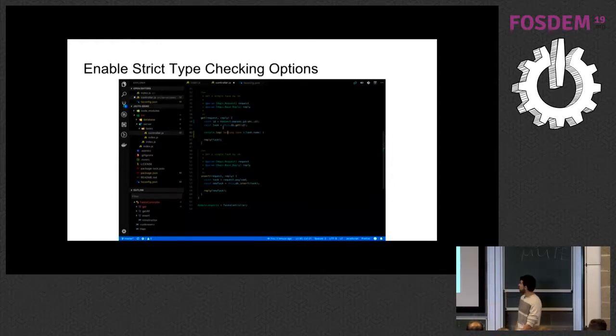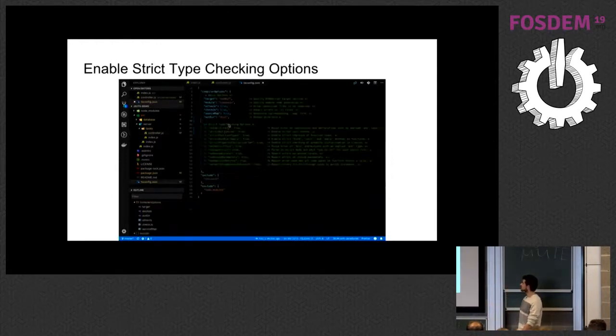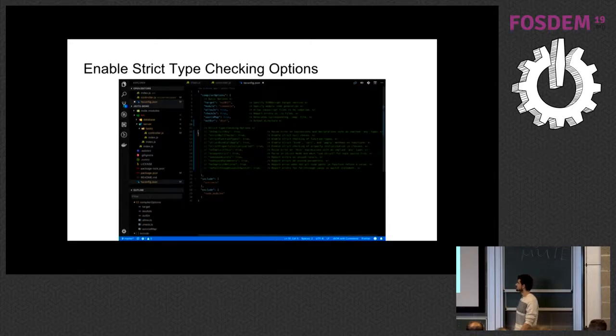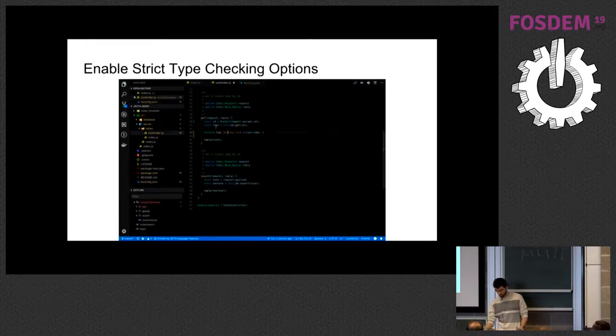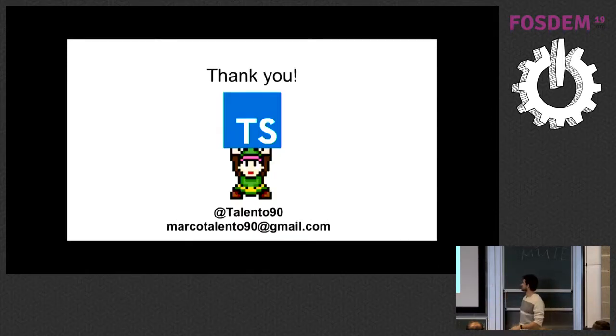Then if we want to catch even more errors in our code, we can enable the strict type checking options to detect even more problems. So, and that's it. Thank you.